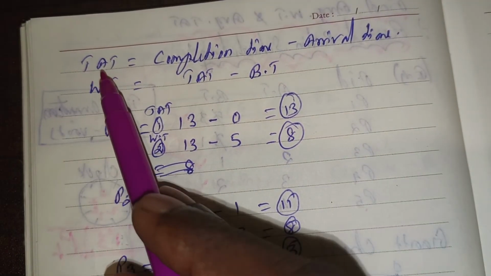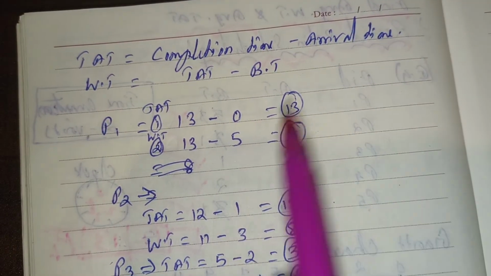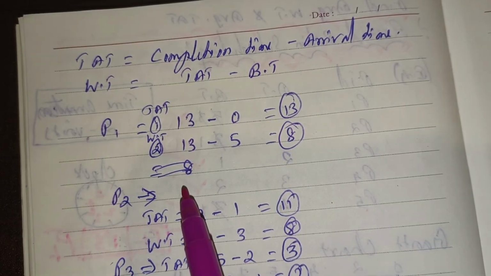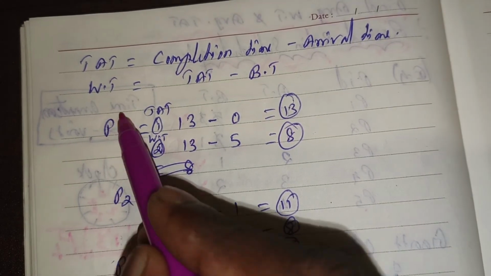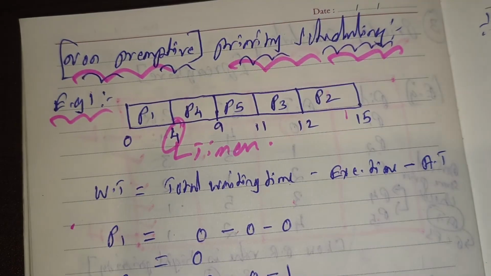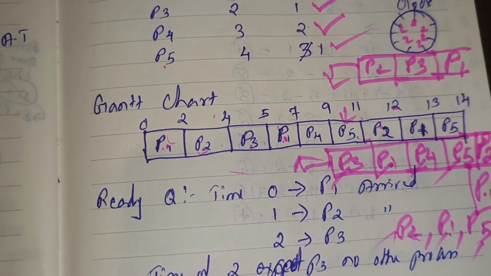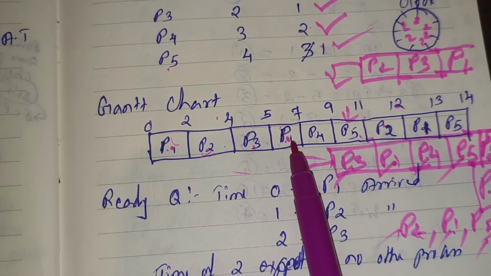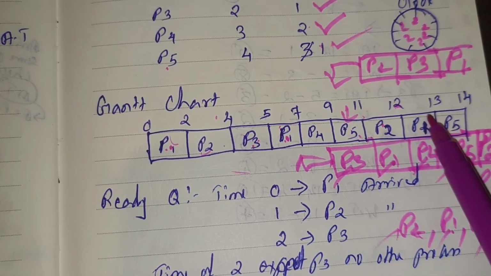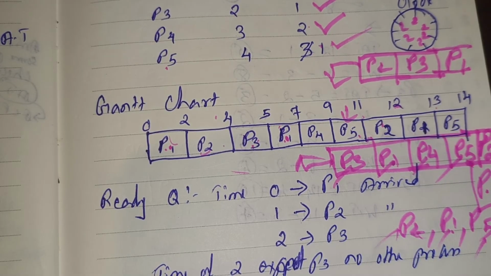Calculating TAT. Now TAT, total turnaround time, is equal to completion time minus arrival time, and waiting time is equal to turnaround time minus burst time. So let me show you how this happens for P1. What is the completion time for P1 here? See here, P1 executed here, and also here. What is the completion time? The maximum time it takes to complete has to be taken. So P1 completes exactly at 13.